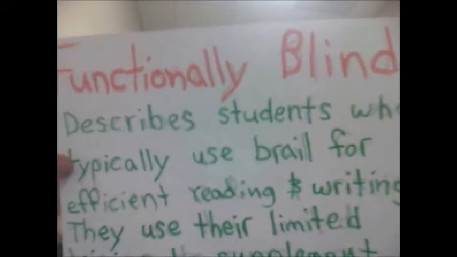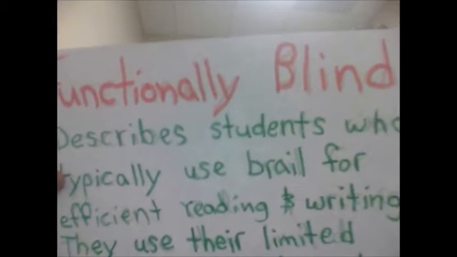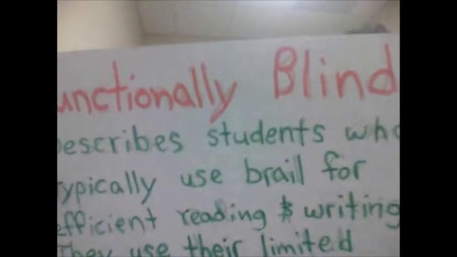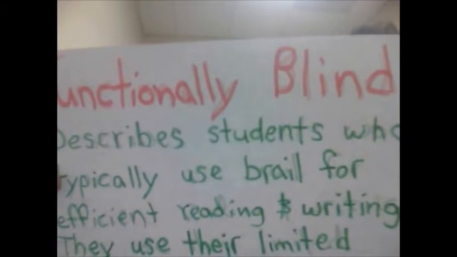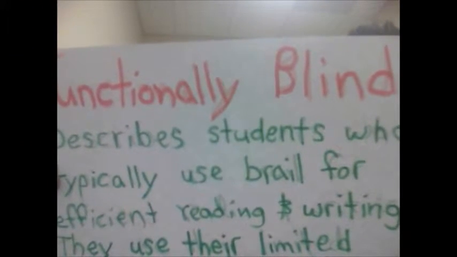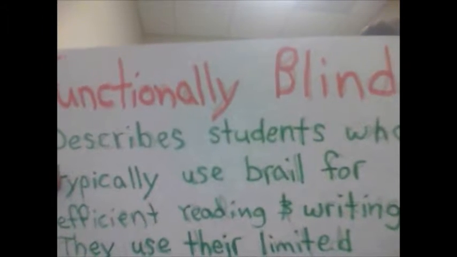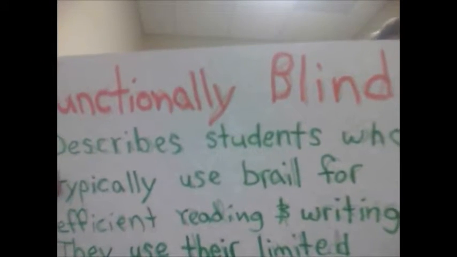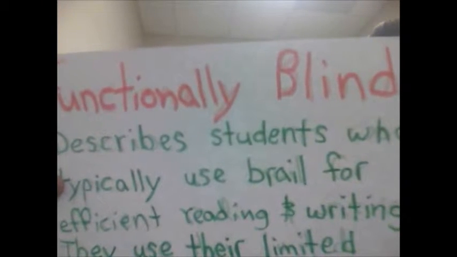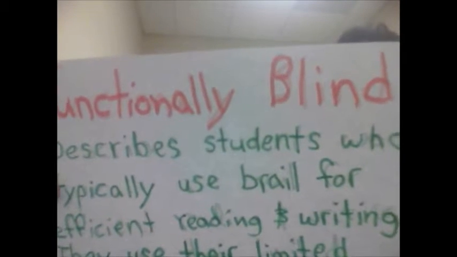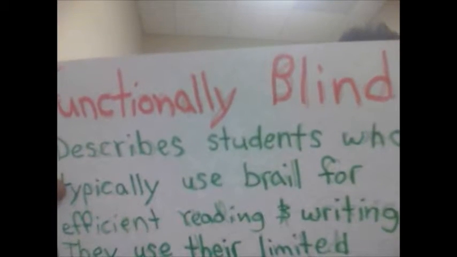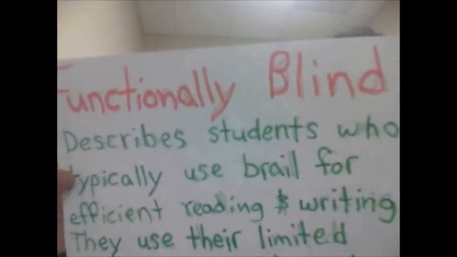Also, another area to be concerned with is the functionally blind student. This describes a student who typically uses Braille to do their reading and writing. Although it's important to note with technology today, not a whole lot of students opt for using Braille. It's almost like a counterculture now with the technology that's out. If a student doesn't use Braille and they're blind, they're pretty much illiterate because they rely on technology. Also, they use their limited vision to supplement tactile and auditory learning.